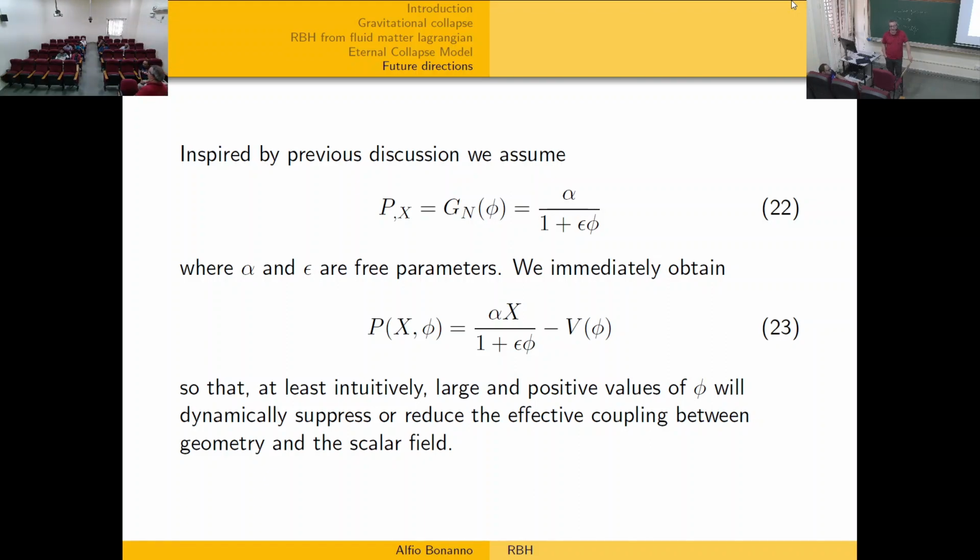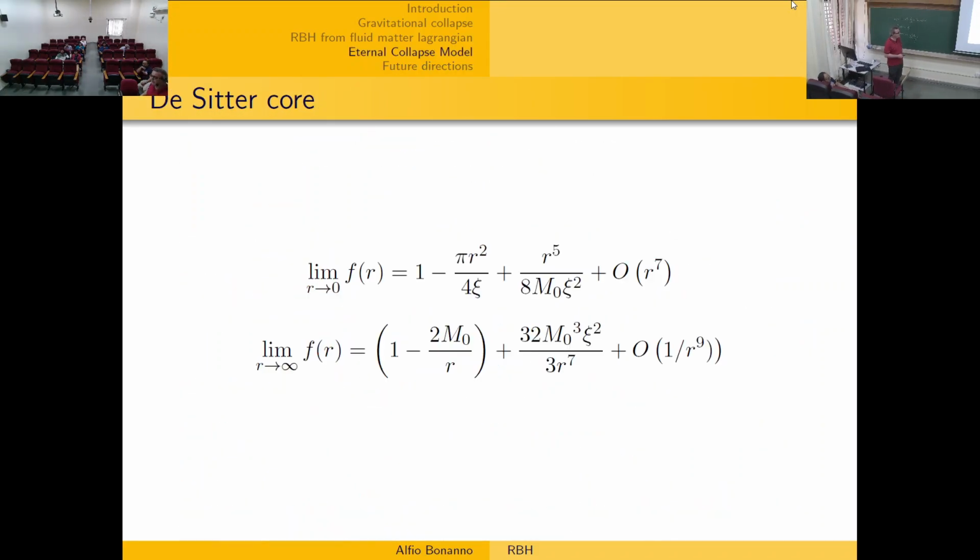A large energy density, yes. Large momentum, the same, yeah, right. No, because it goes to zero very slowly.